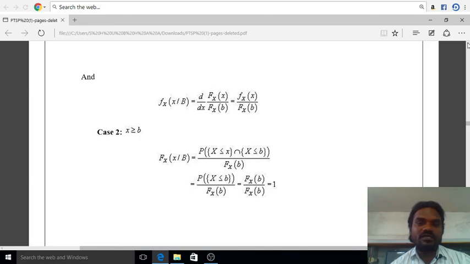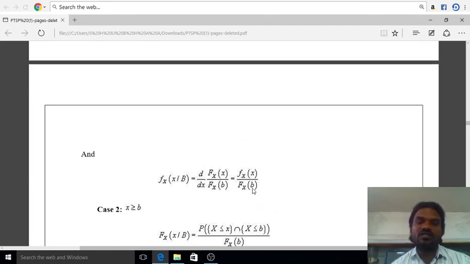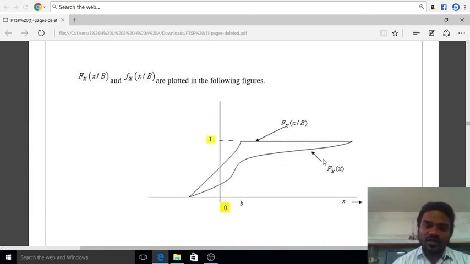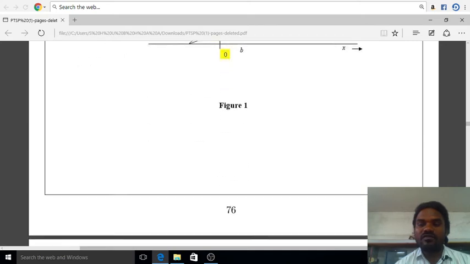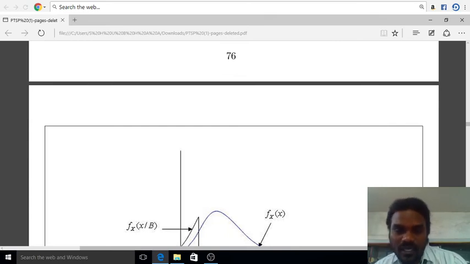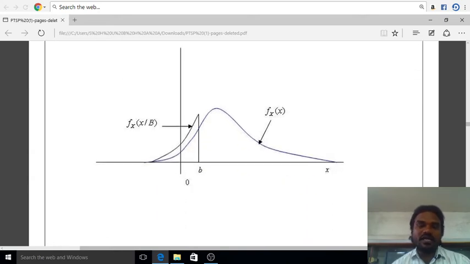In the first case, it depends upon the value of the distribution function at the event b, so you can plot the graphs by making use of this. See, in the second case we got the answer 1 only, but in the first case, as the x value increases, the distribution function value also increases. Likewise you can plot the graph of the distribution function. Case 1 is whenever x is less than b, and the second case is whenever x is greater than or equal to b, and here you can have the plot between them.